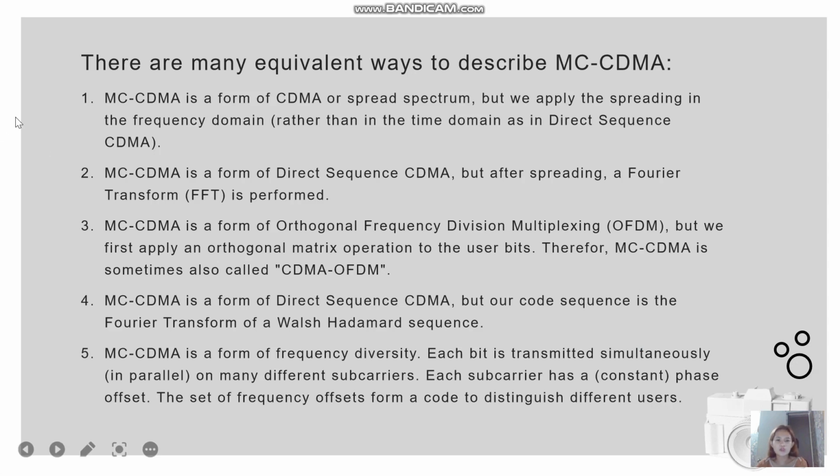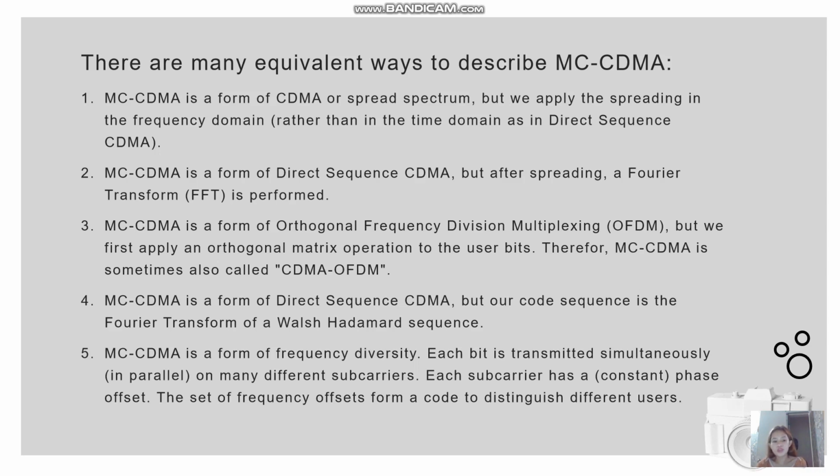And there are equivalent ways to describe MC-CDMA. For example, first, it's a form of CDMA or spread spectrum, which is what we have just discussed. It's also a form of direct sequence CDMA, but after spreading, a Fourier transform is performed. Also, MC-CDMA is a form of orthogonal frequency division multiplexing, according to the definition I presented earlier, and sometimes it's also called CDMA-OFDM.